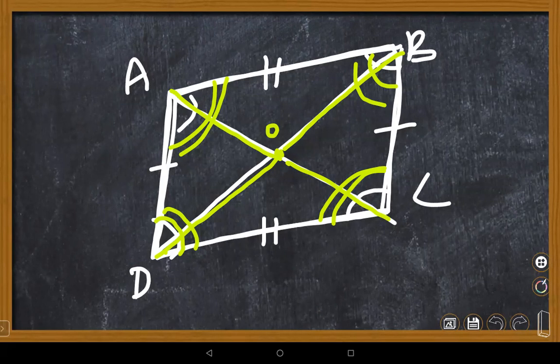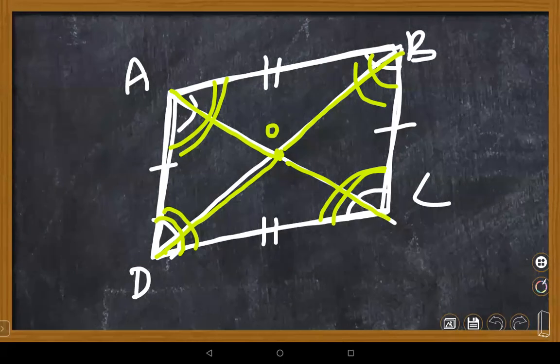Just now Abhinav said the point: adjacent angles are supplementary, ma'am. Yes, good. Adjacent angles are supplementary. And like that, whatever points we discussed, you have to keep. Now, quickly, children, who will give all 4 points quickly?